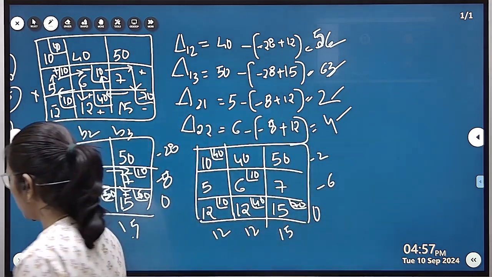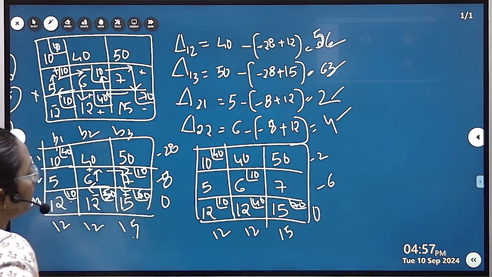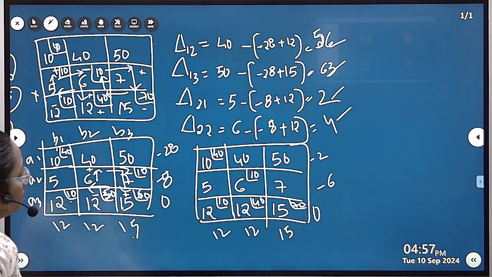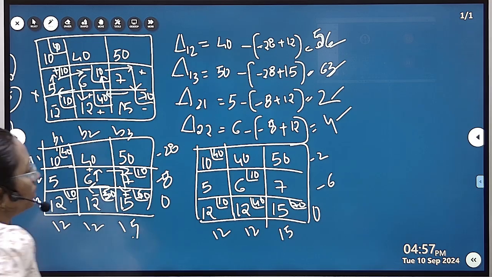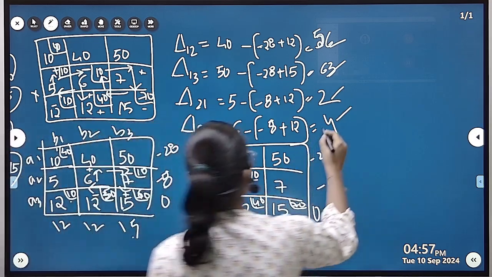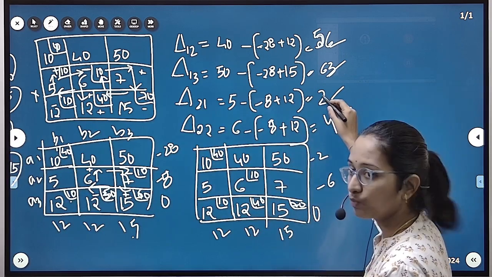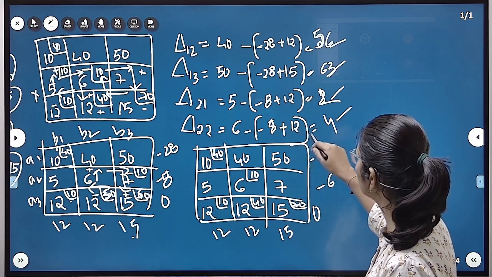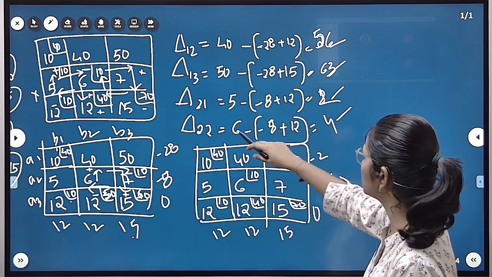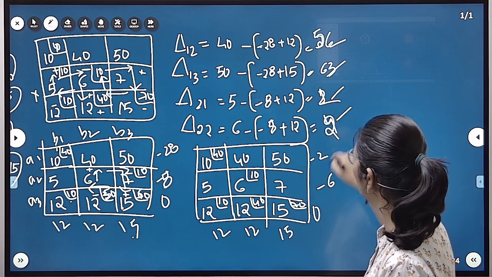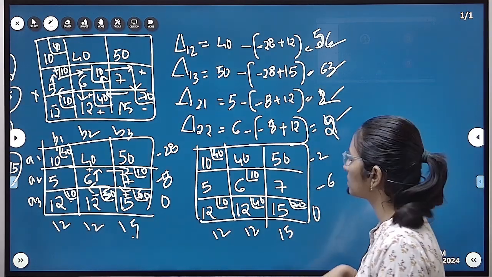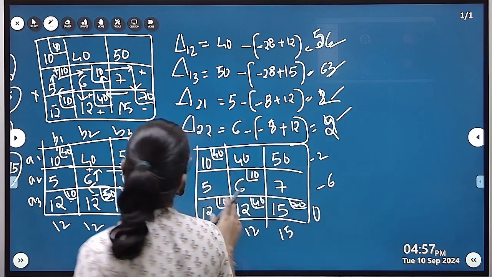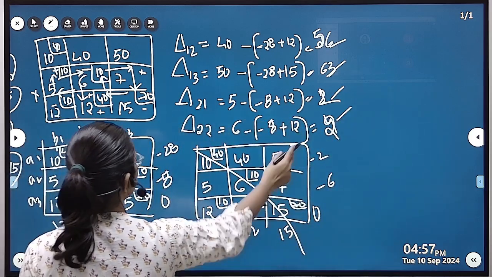So the positive values we got: 8 minus 2, 8 minus 12. Ma'am, not 4, it will be 2. Yes ma'am. And this one also, check it once. 12 minus 8 is 4 and 6 minus 4 is 2, right? Yes? Okay. So we got positive values, no need of doing the degeneracy. Okay.